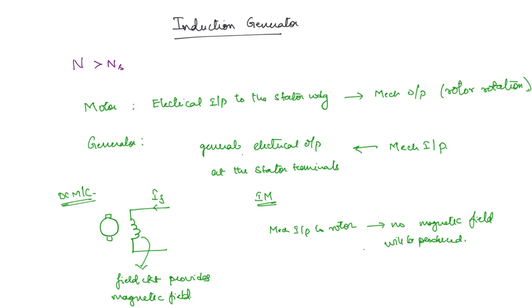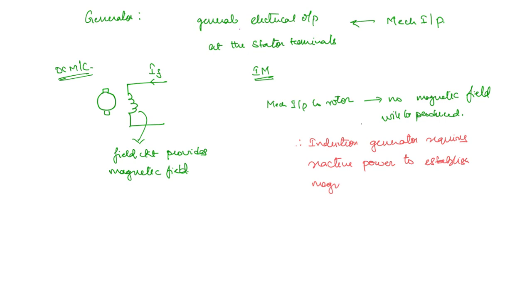In the induction generator, there is only going to be mechanical input. So we need to give reactive power to the induction generator so that a magnetic field can be produced. Therefore, induction generator requires reactive power to establish magnetic field. So this is why induction generator will draw reactive power. This is one disadvantage of the induction generator. So we will see how that is achieved.